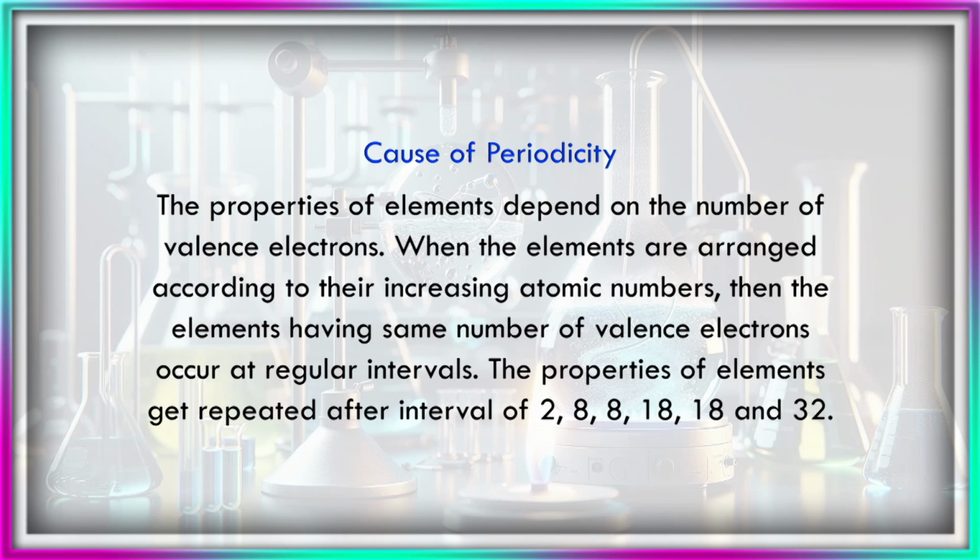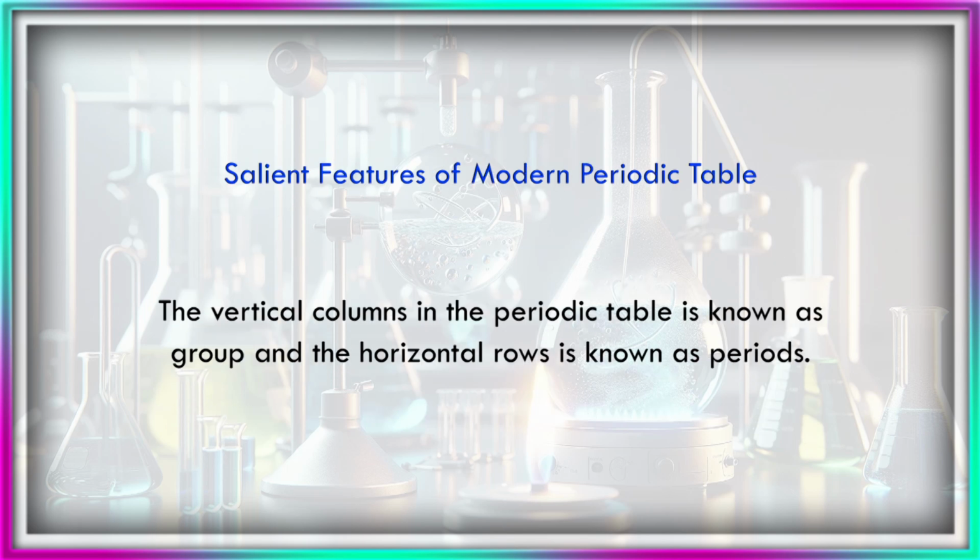Cause of periodicity. The properties of elements depend on the number of valence electrons. When the elements are arranged according to their increasing atomic numbers, then the elements having the same number of valence electrons occur at regular intervals. The properties of elements get repeated after intervals of 2, 8, 8, 18, 18 and 32.